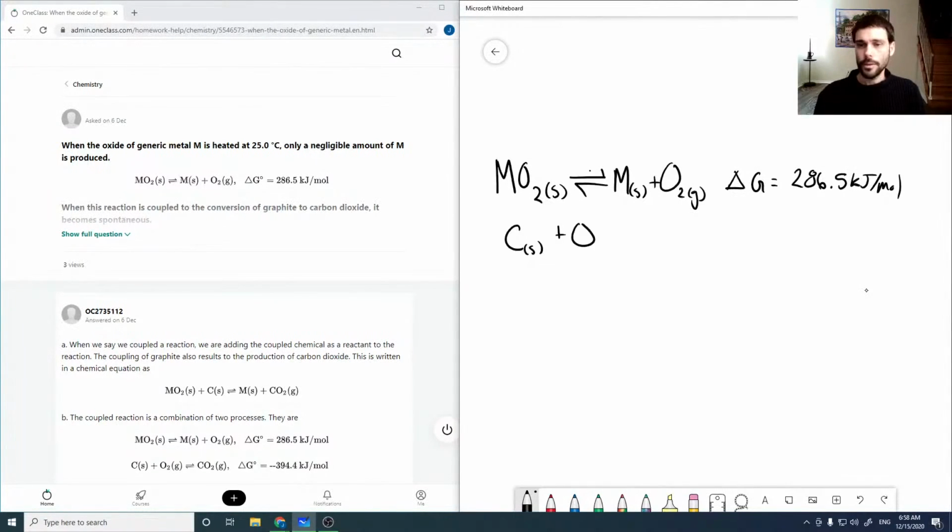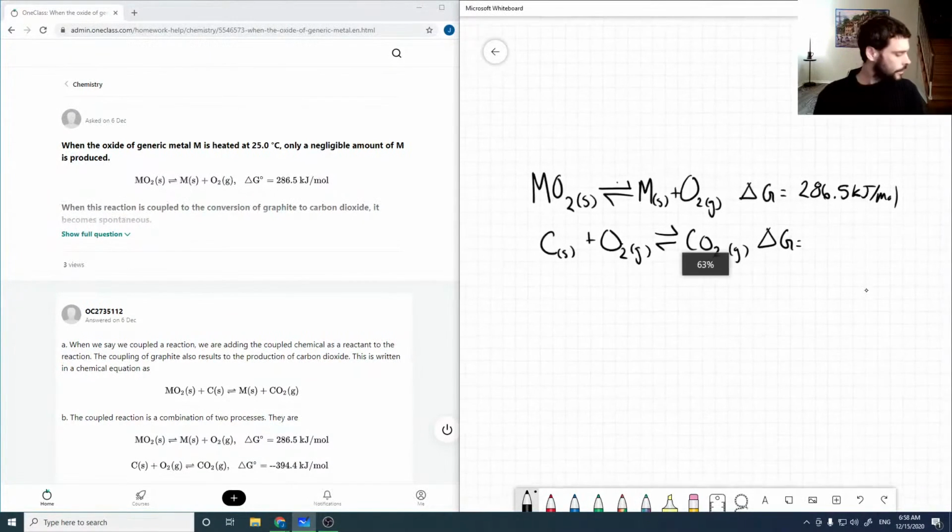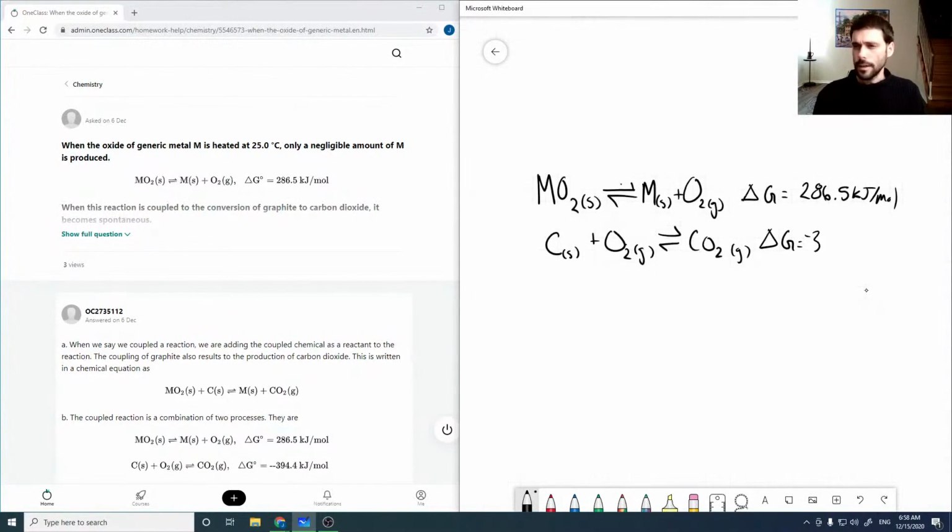the conversion of elemental oxygen to CO2, which has a delta G value of minus 394.4 kilojoules per mole. It becomes spontaneous. So it wants us to write the balanced chemical equation for that coupling.